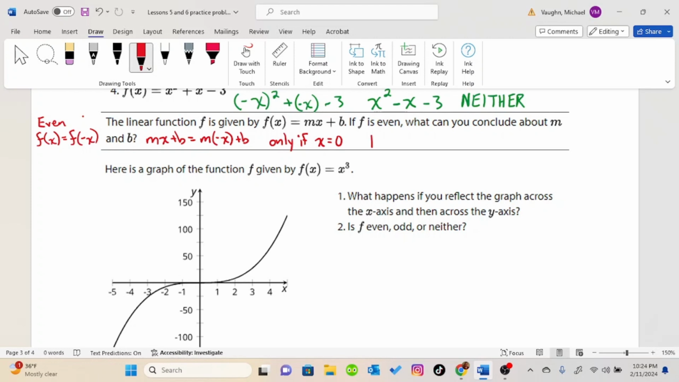So this is a horizontal line. It has no slope, and it has one y value wherever the y-axis is, or wherever the y-intercept is. It keeps that y value all the way across in both directions.